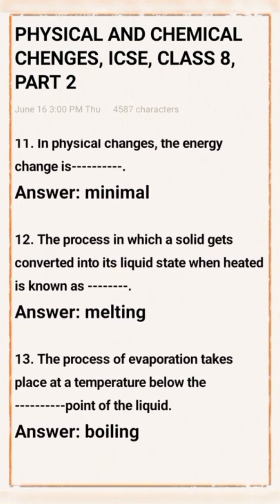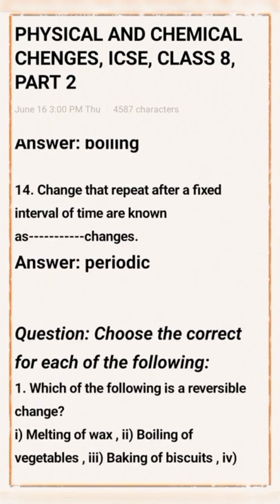The process in which a solid gets converted into its liquid state when heated is known as melting. Next question number 13. The process of evaporation takes place at a temperature below the dash point of the liquid. Answer: boiling. Okay. Next question number 14. Changes that repeat after a fixed interval of time are known as dash changes. That is periodic changes. Periodic.